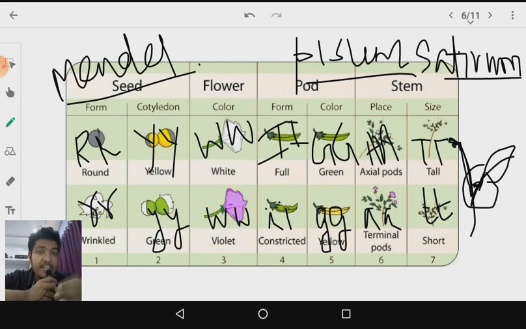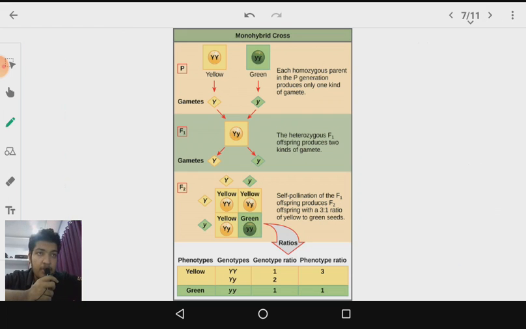Now we are going to study how a monohybrid cross is carried out and also how a dihybrid cross is carried out, and based on that we will study the various laws of inheritance. So let's get started with the first cross, that is the monohybrid cross. This is the picture for the monohybrid cross. This is well explained, so let us study with the help of this diagram.